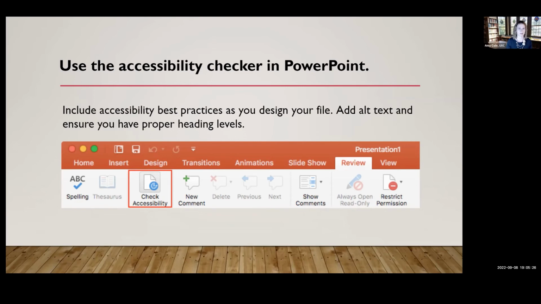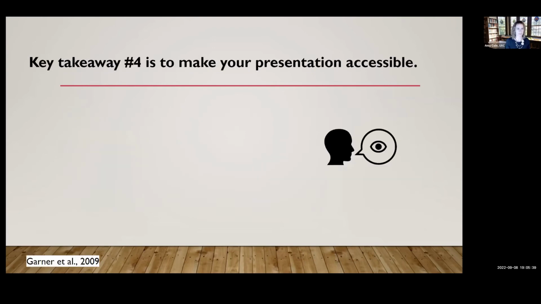We are actually bound also to make sure that our files that we email to people are accessible, not just the ones on the website. So it's important to know all of these things. And it's just the responsible thing to do if you are going to make a presentation to the public.